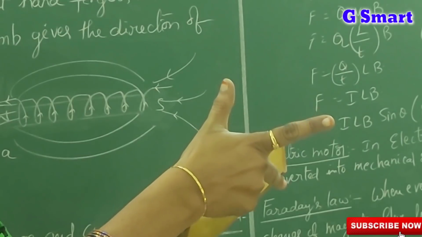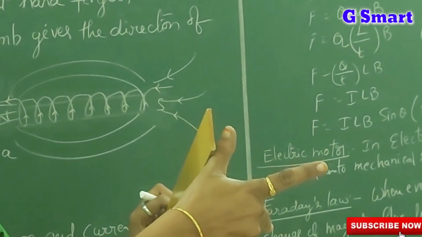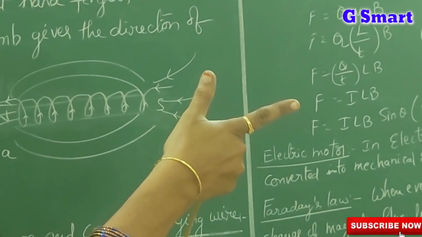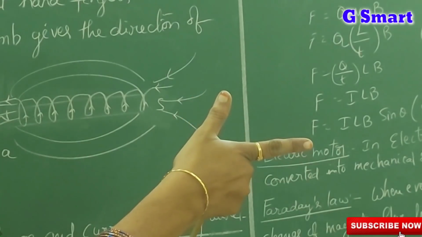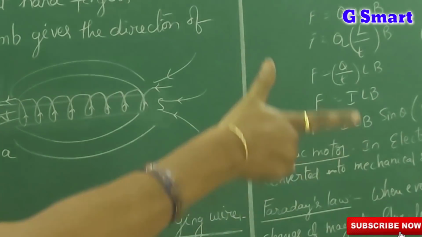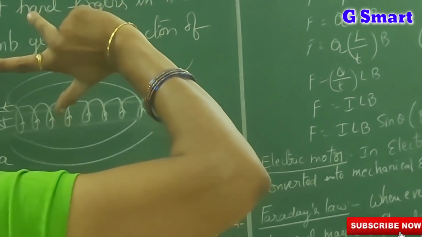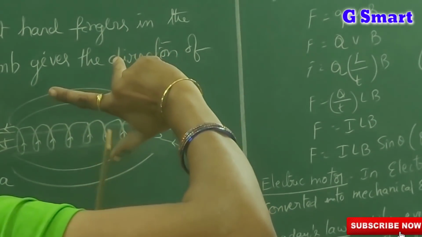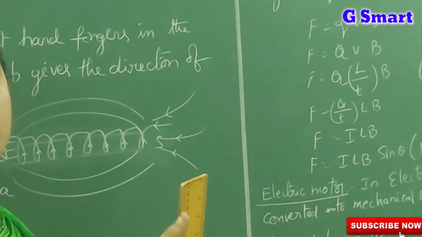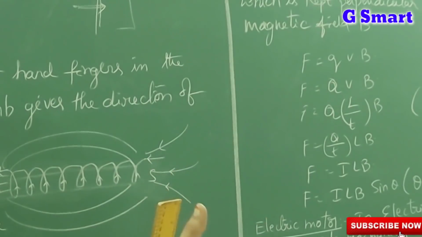These three fingers must be perpendicular to each other. The thumb shows the direction of current and the middle finger shows the direction of magnetic field, perpendicular to each other. Perpendicular to these two, the force will act. Suppose there is a change in the direction of current. What happens? The force works downwards. Like that, by using the right hand thumb rule, we can identify the direction of force acting on a charged particle.